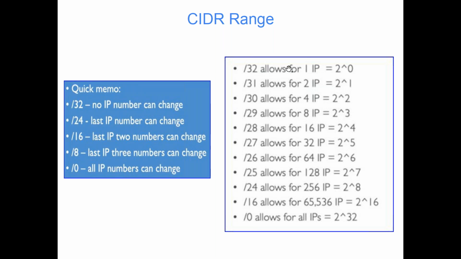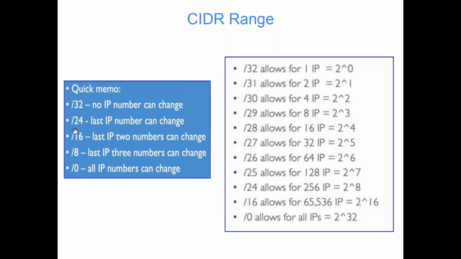/32 means only one IP address, /31 means 2, and then 4, then 8, 16, like that. You can see here also, if you're using /32, no IP number will change. If it's /24, the last IP number can change. An IP address is a collection of four octets, right? A.B.C.D. So if you are using the range /24, that means the last one, the D part, can change, and that can change from 0 to 255.